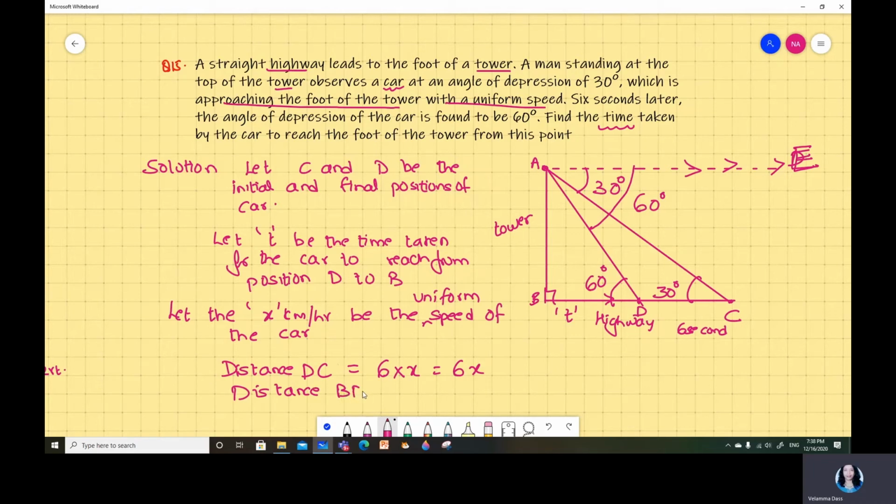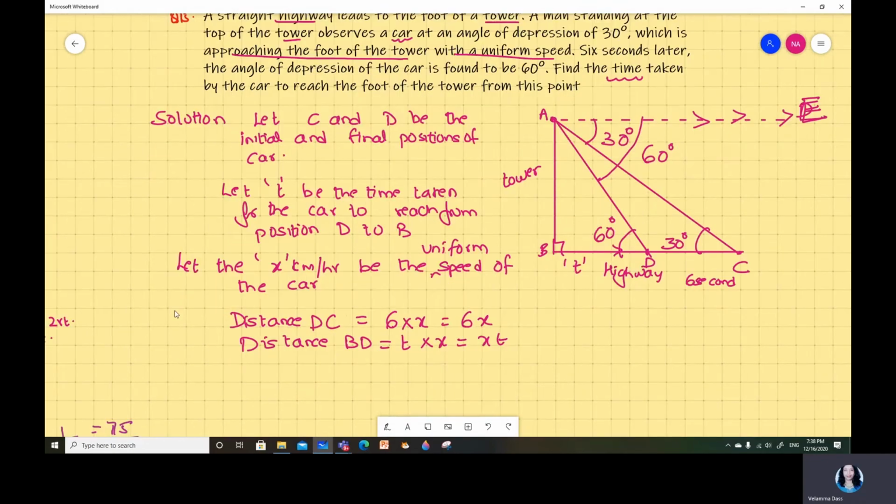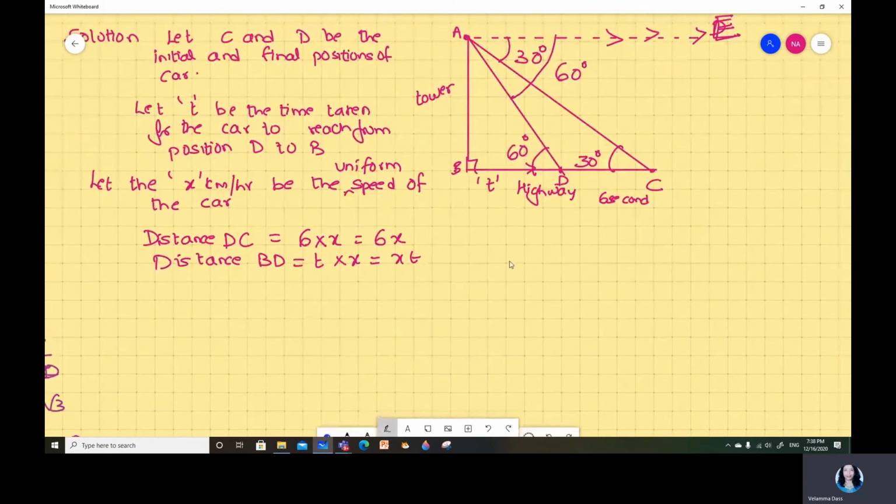Similarly, let us find out the distance BD. Distance BD is nothing but, students, here again, what is the time taken? T, we have to find out, and the speed is x. So we have xt, correct? So we find out distance DC and distance BD. Now we can find out T. So let's first consider right angle triangle ABD.